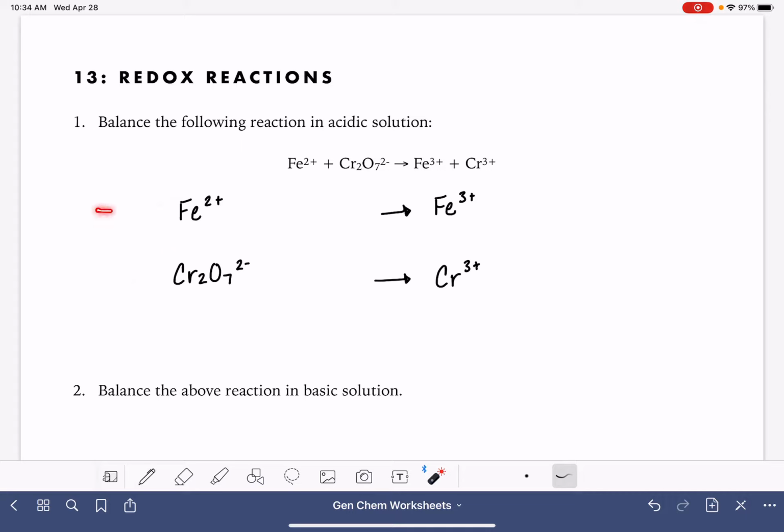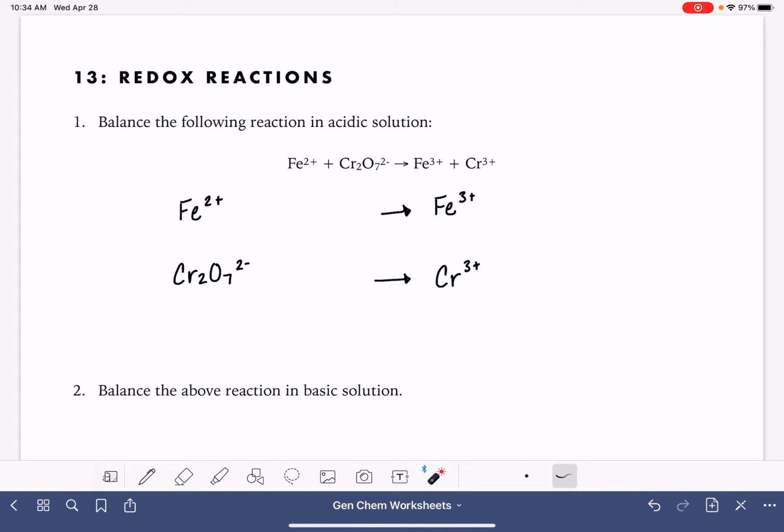The next thing that we need to do is balance each of these half reactions one at a time. I'm going to start with the first half reaction. The first thing that we're going to do is balance the atoms. And when we balance the atoms, we have to do this in a particular order. First, we balance everything other than oxygen or hydrogen. In this case, it's the iron. Iron, we have one on the left, one on the right. We're good to go. After that, we would balance the oxygens and the hydrogens, but we don't have any in this case, so I'll skip that step for now.